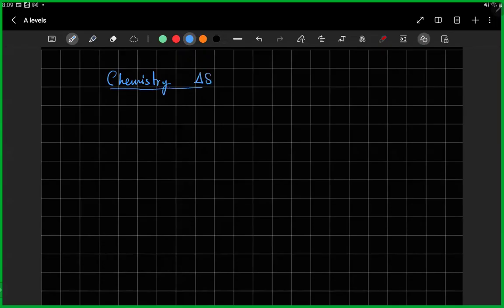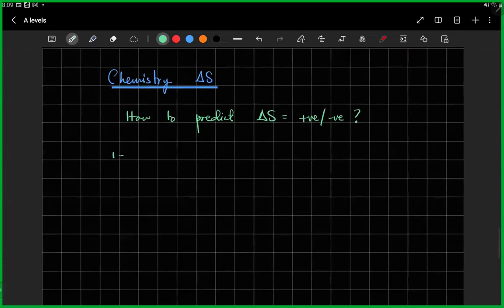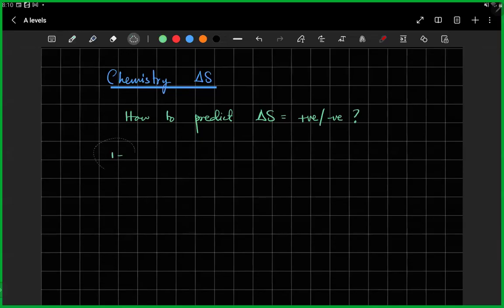Now, the first thing is you've got all these chemical reactions happening. These chemical reactions are basically systems that are either gaining entropy or disorder, or they're losing disorder. So starting with the first thing: how to predict, by just looking at equations, whether your delta S is positive or whether it's negative. How are you going to predict that? So the number one way you're going to predict whether delta S is positive or negative is to look at the states.